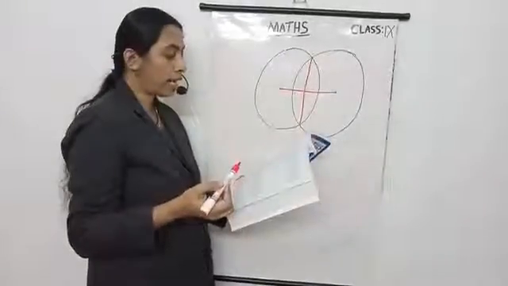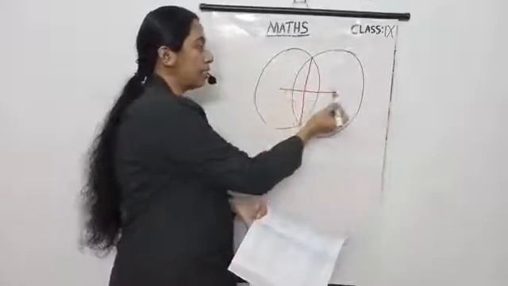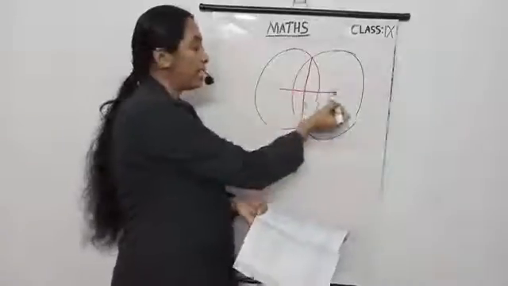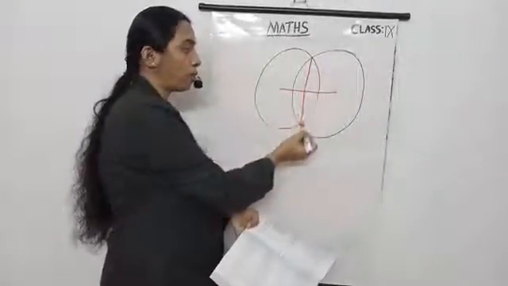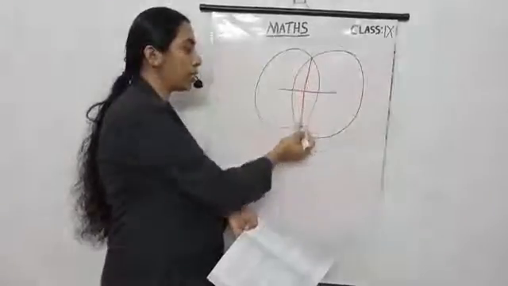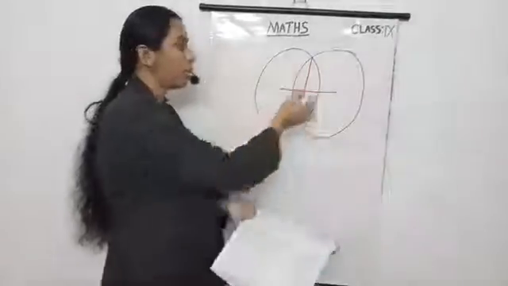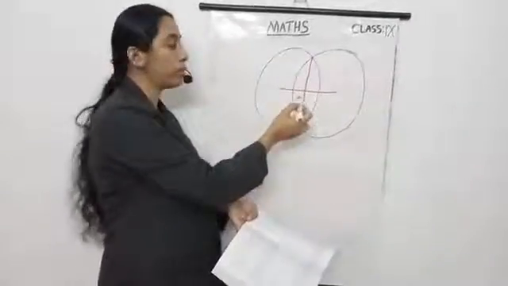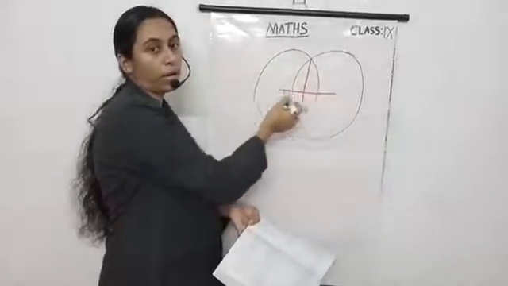Prove that their centers lie on the perpendicular bisector. These are the two centers, which lie on the perpendicular bisector of the common chord. Common chord means this chord, and this is the perpendicular bisector of the chord. We need to prove that these two centers lie on this perpendicular line.